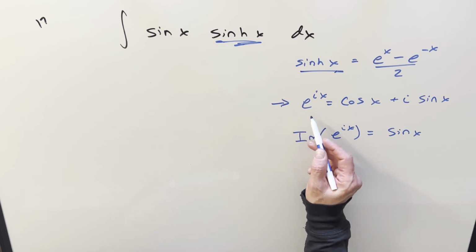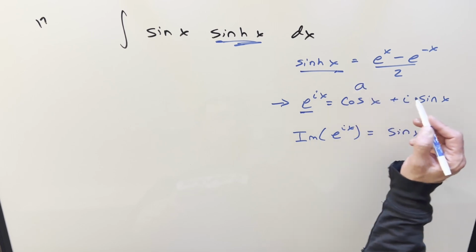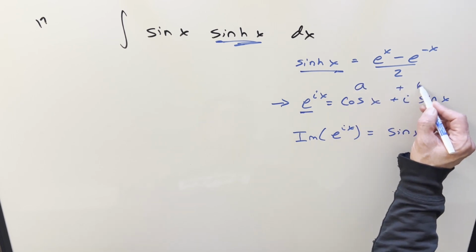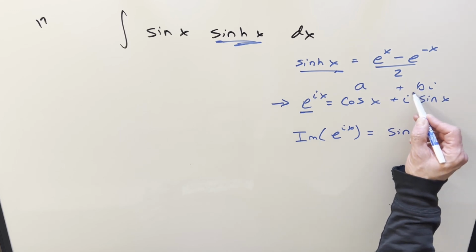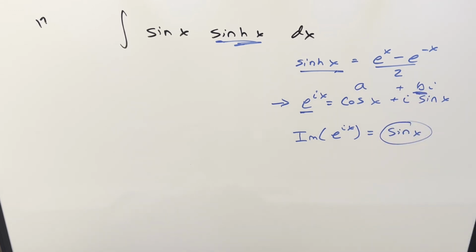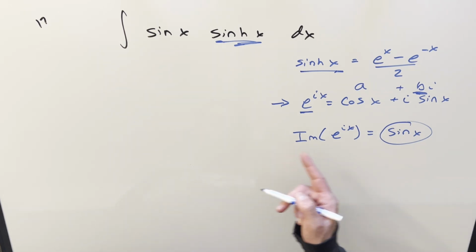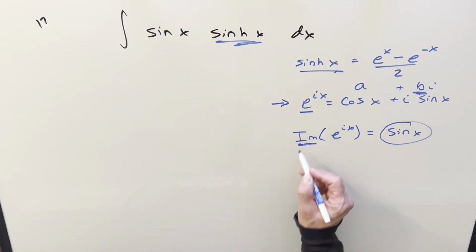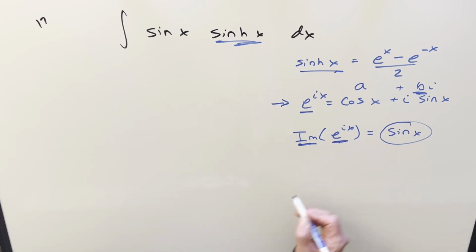The reason I want this is because if you think about this as a complex number in the form a plus bi, if we take the imaginary part of this, it's just going to be the b on here, which is just going to be sine x. So that's going to allow me to plug in for sine x here in the integral, just keeping in mind that when we come back in the end, it's going to be just the imaginary part, but we can really just plug in this.